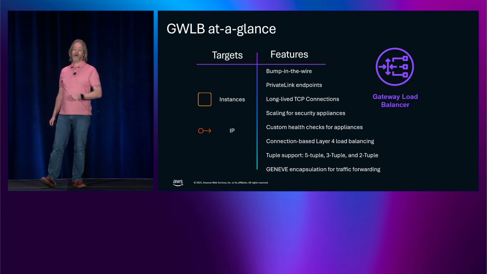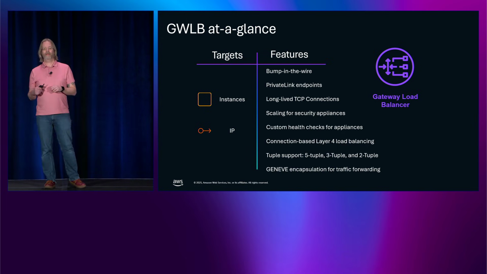And then again, Matt had mentioned it uses Geneve encapsulation. So when you're sending packets in and out to the targets of a Gateway Load Balancer, that packet is encapsulated by Geneve. And then when it is stripped off by the security devices, it still retains the original source and destination, like it never even knew that it was actually subverted and sent to be inspected.